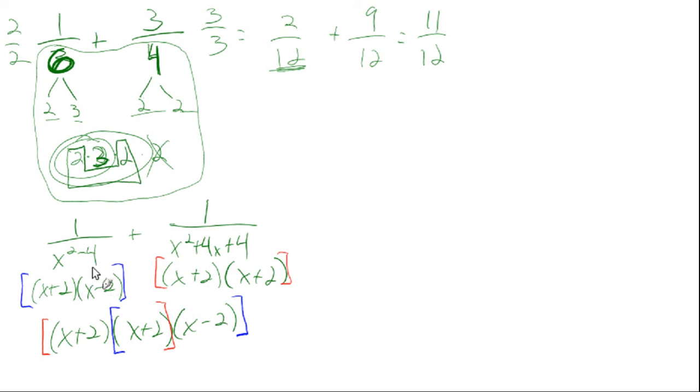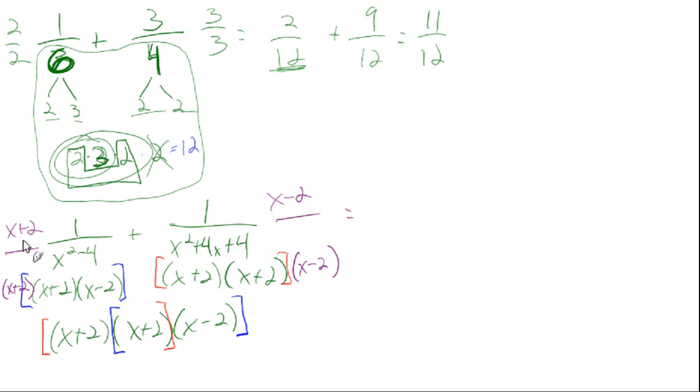So now we just need to go about making each of these look identical to this. Just like we would have found that this is 12, and then we just need to multiply this by 2 to get 12, and this by 3 to get 12. So we need to multiply this by another factor of x plus 2. We need an x plus 2 factor for this one to look like this, and we need an x minus 2 factor over here so that it will look like this. And we, of course, always need to do the same thing to the numerator.